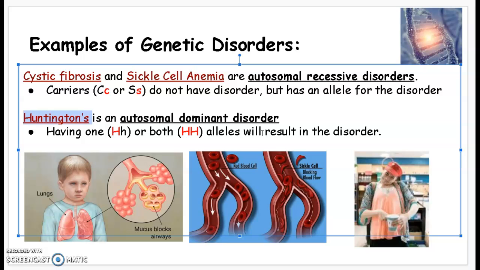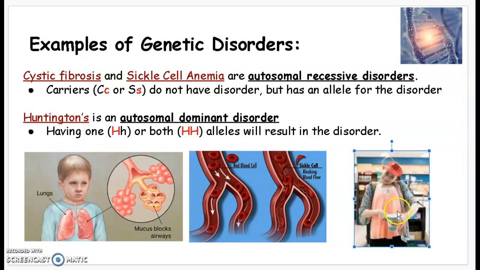nervous system degeneration disorder where you're born with a perfectly fine nervous system, but at around 30 to 40 years old, you start having your nerves die. And so this results in this picture right here: you lose control of your own mobility, your coordination, and even your mental faculties. And so you can have slurred speech. You can have not so lucid moments.